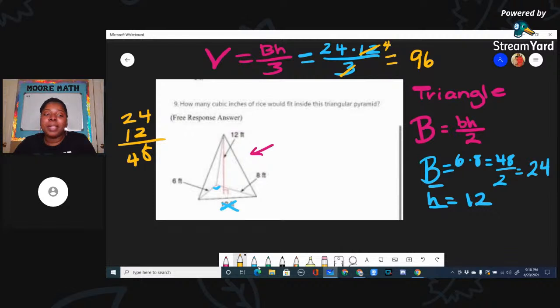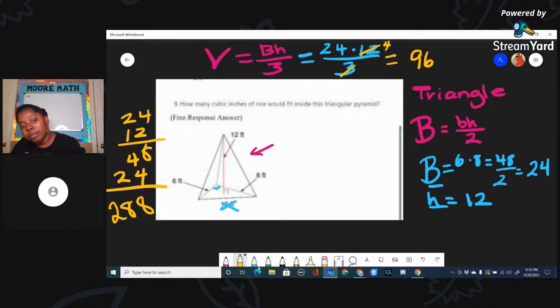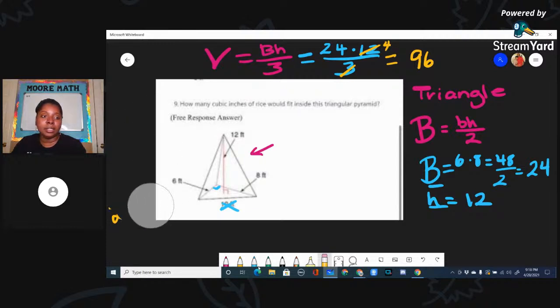So when you multiply it, tell me what you're getting. If you multiply straight across, what do you get? 96. Good. Okay. So you'll get 288 when you do 24 times 12, and then you divide it by 3, and you get 96. Awesome.